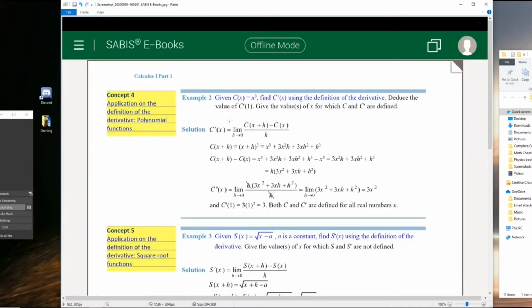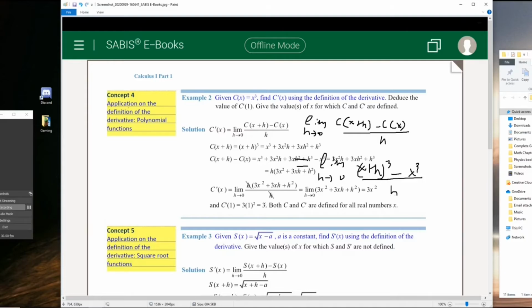Okay, so this one's easy. You just put x, let's do it together. Limit as h approaches 0 of what? Of c. This function is called c, so c of x plus h, minus c of x, over h. I hate putting c's in parentheses because they look alike. So the limit as h approaches 0 of what? Well, x plus h, put there, you get x plus h cubed, and you're left here with the casual x cubed over h.